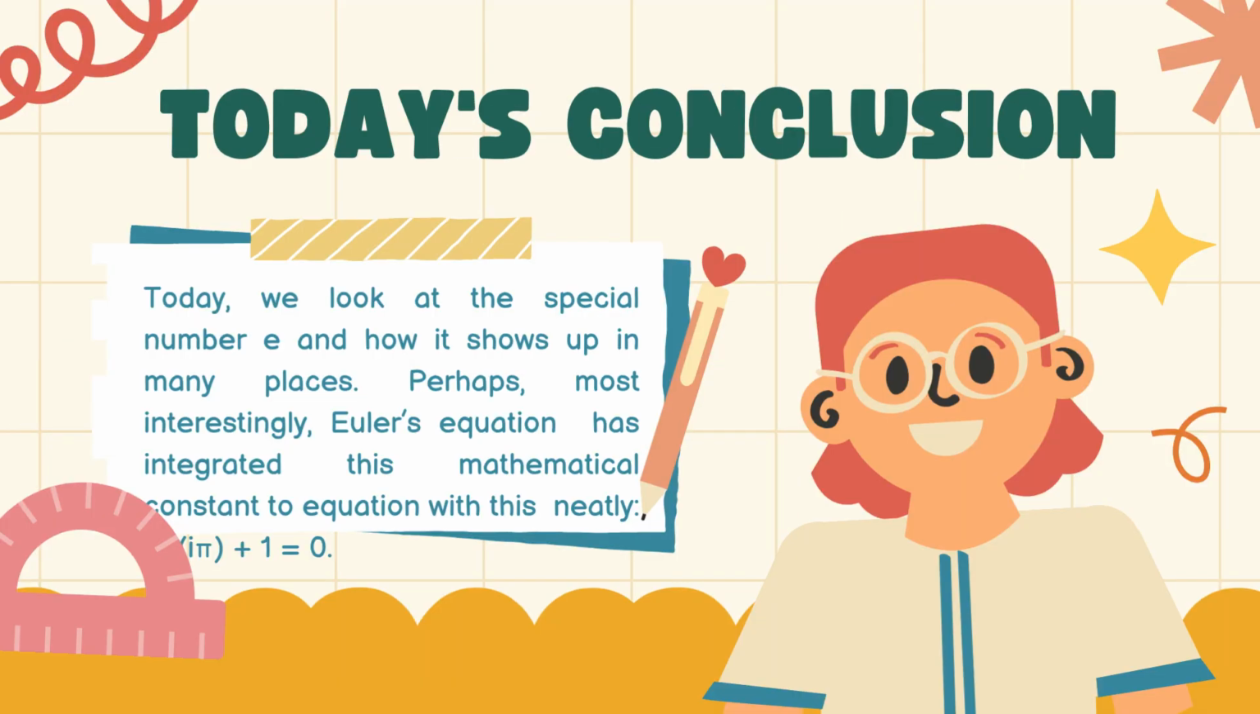Today, we looked at the special number e and how it shows up in many places. Perhaps most interestingly, Euler's equation has integrated this mathematical constant into an equation neatly: e to the power of i times pi plus 1 equals 0. It is a special case of Euler's formula when x equals pi.